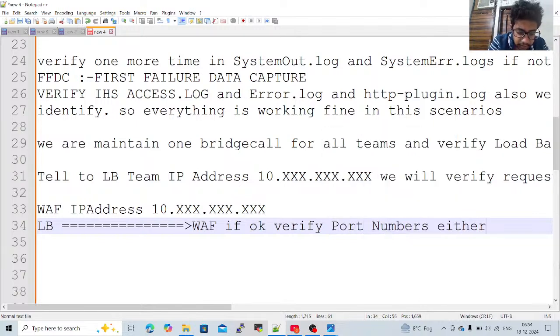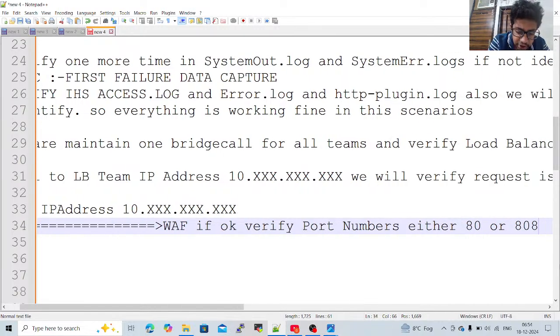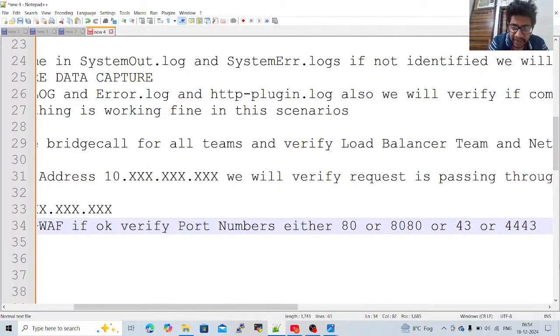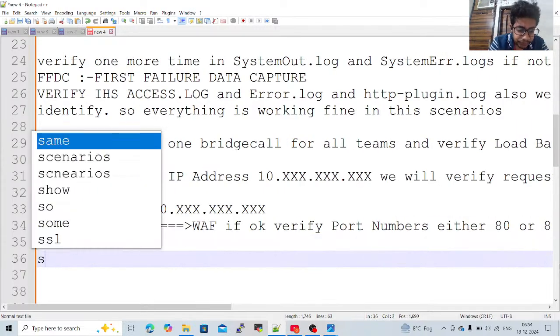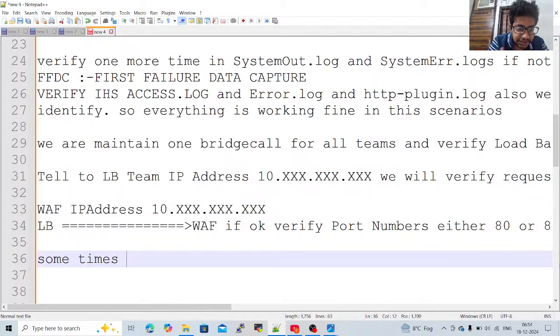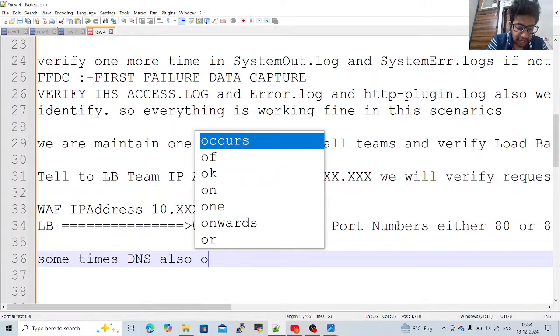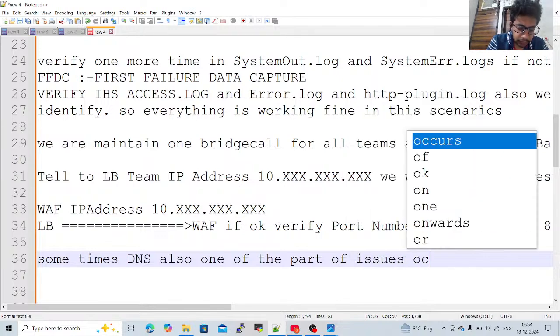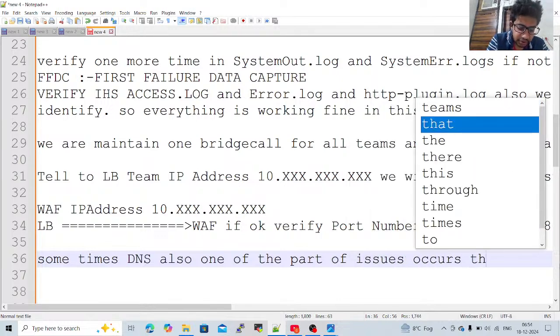Verify either 80, 8080, 443, or 4443, these port numbers. Sometimes DNS is also one of the causes of the issue. Why not three issues?